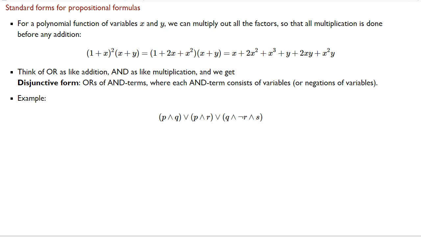So here's an example with 4 logical variables P, Q, R, and S. This is in disjunctive form because there's an AND in the first factor, an AND in the second factor, an AND in the last factor, and then we're ORing those together.